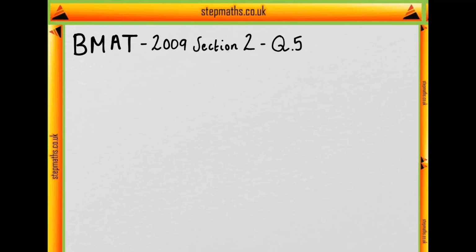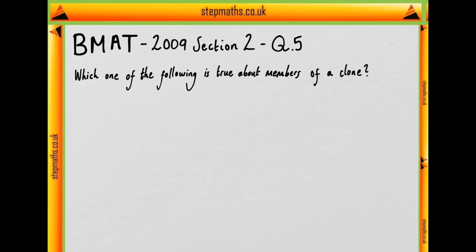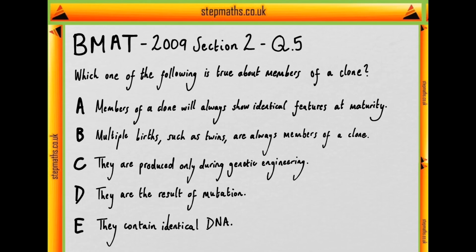In question 5, we're being asked about clones. Specifically, which one of the following 5 statements is true about members of a clone? Clone being a term for a group of individuals who are genetically identical. So we have our 5 statements which you have to look at. Let's start with one, which is that members of a clone will always show identical features at maturity.